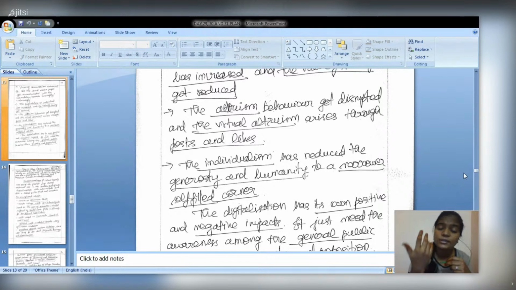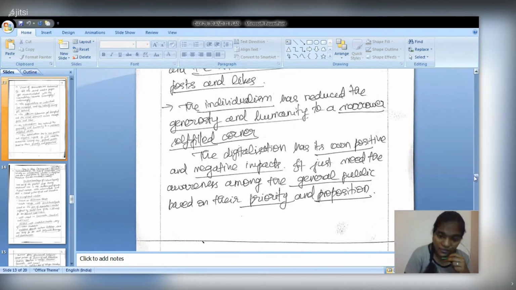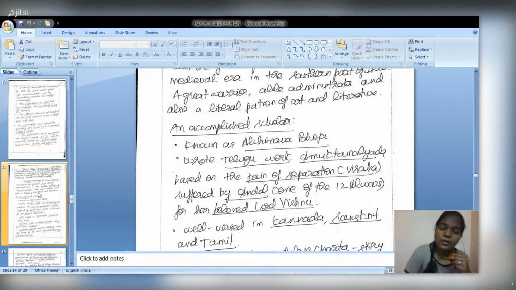These are all the new set of values, and this is where they come into conflict with our traditional values like cosmopolitan nature, communal harmony, general interest, and subjugation of self-interest for the general interest. So these are where the traditional values are getting into conflict with the new set of values. Okay, so at last we can say digitalization has its own positive and negative impacts on our society. It is purely based on the priority and proposition of an individual. So we have to give awareness about digital literacy in terms of ethical or cultural values too.